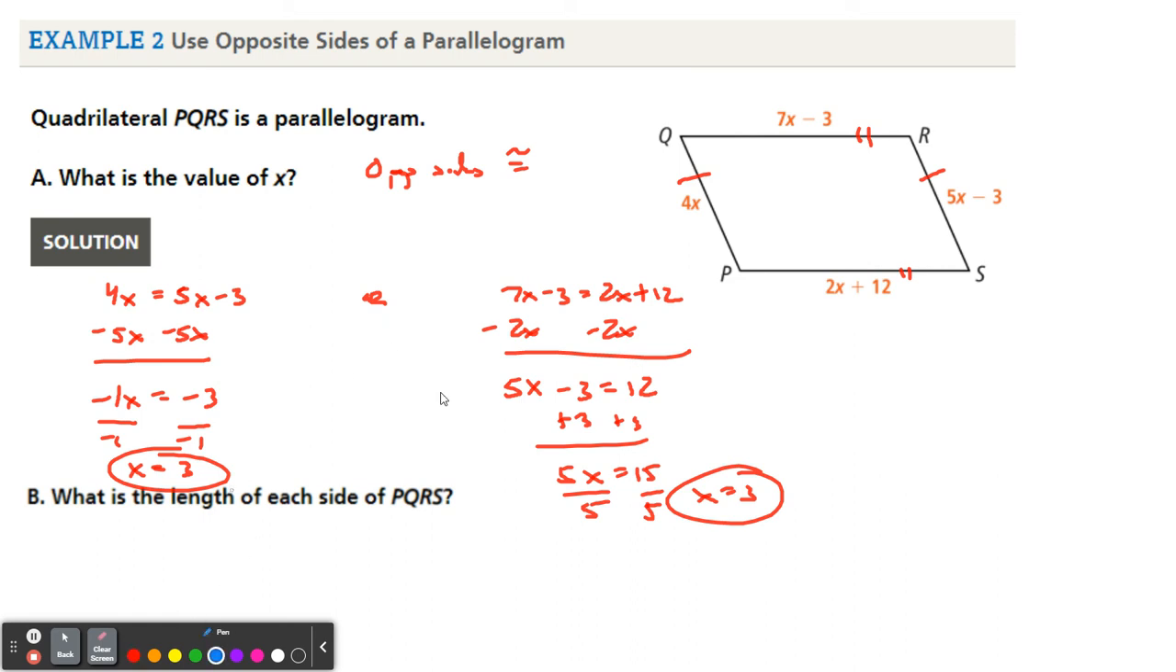Now part B says, what is the length of each side? So we need to find the lengths of PQRS. To find PQ, I'm going to plug in 4 times 3. That's 12. That's also going to be the same as RS. If you want to test it out, 5 times 3 is 15, minus 3 is 12. Same thing with QR. We're going to plug it in. 7 times 3 minus 12.